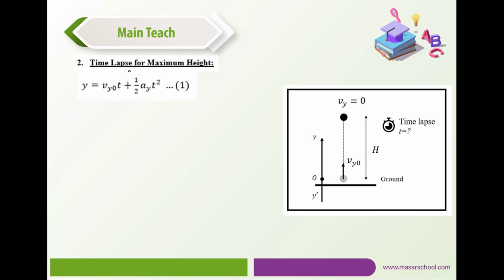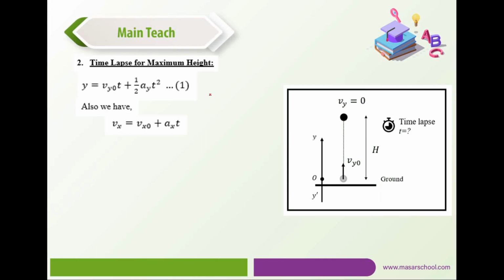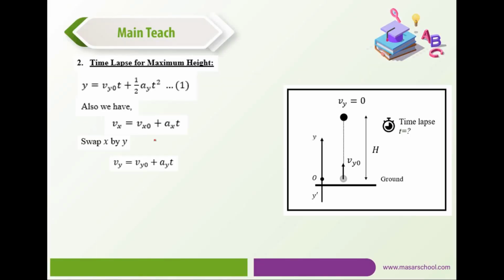And I promise to prove for you that t, the time lapse to reach the maximum height, is given by radical 2h over g. And in order to do so, we need to make use of another equation which relates the final speed to the initial speed plus the acceleration term. Let's swap x by y. And here let me also say something very important.